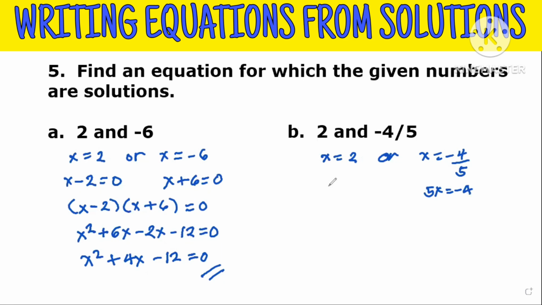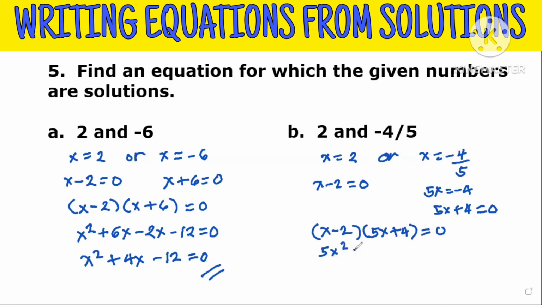And letting 0 to the right side of the equation, we have x minus 2 is equal to 0. And 5x plus 4 is equal to 0. Now, again, applying the zero product property, we have x minus 2 times 5x plus 4 equals 0. Again, using the FOIL method, we have 5x squared. 4 times x is 4x for the outer terms.